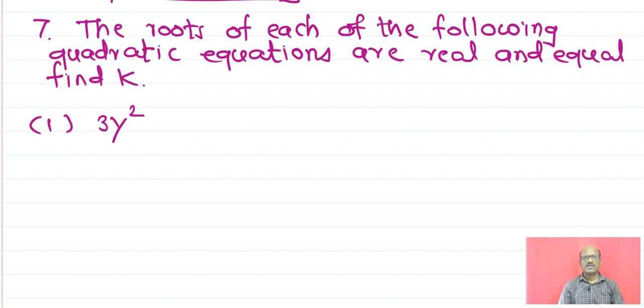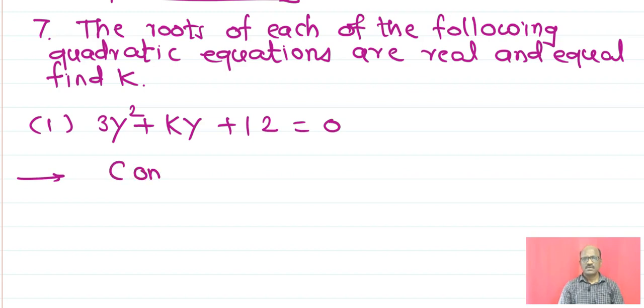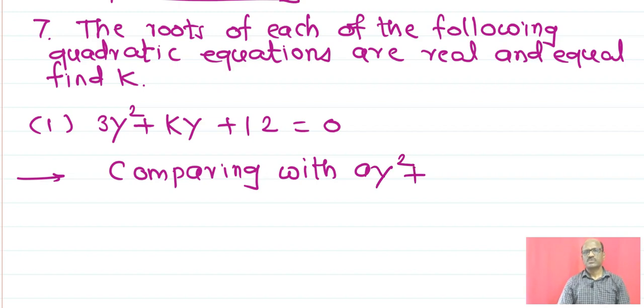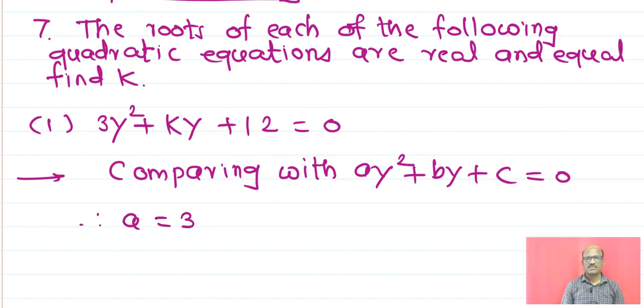First, 3y square plus ky plus 12 equals 0. Therefore, here comparing with ay square plus by plus c equals 0, you will get a is 3, b is k, c is 12.